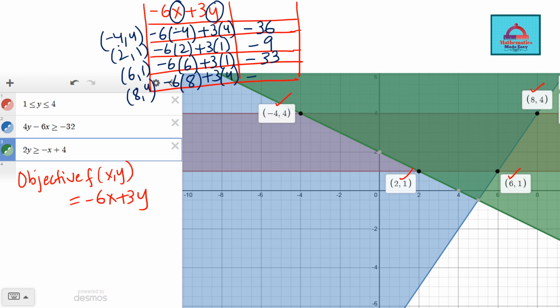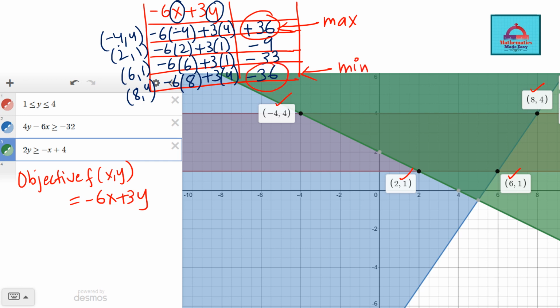minus 36. Just to make one correction, when you put minus 4 and 4, this value will come out to be plus 36. So now it's quite easy to identify the maximum and minimum. Here the maximum value is 36. So we can say that the maximum value of the given function for this feasible region is going to be 36, and the minimum value, as you see, is going to be minus 36.